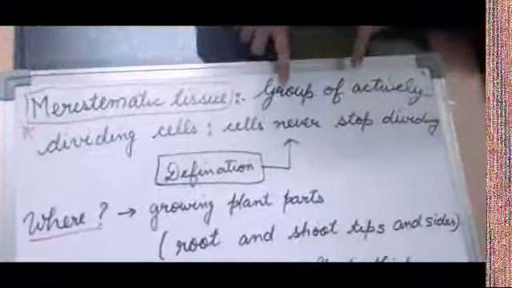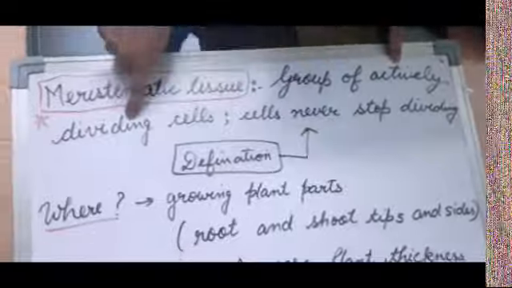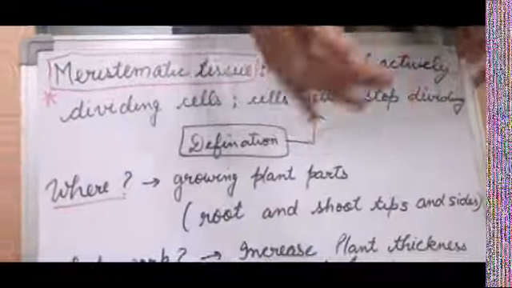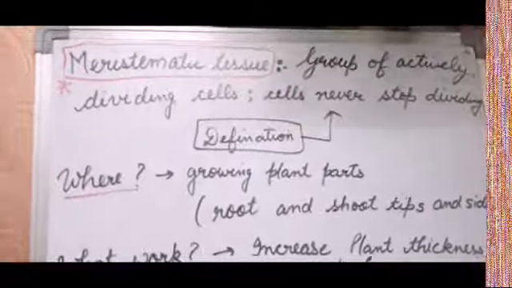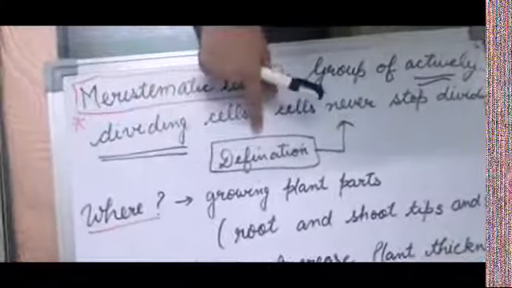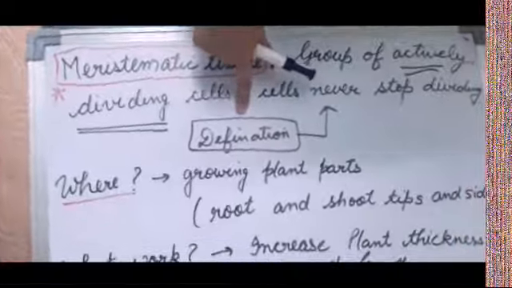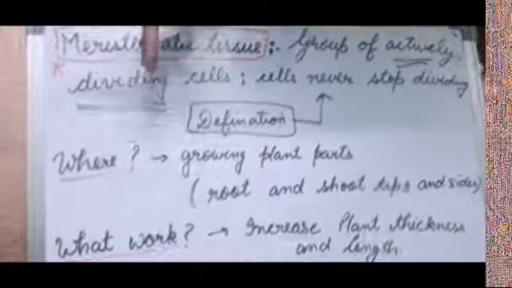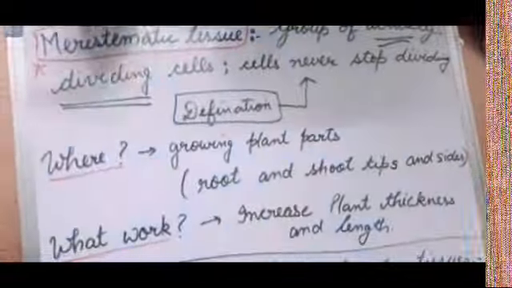One cell changes into 2, 2 further changes into 4, like this. So what is meristematic tissue? Tissue means a group of actively dividing cells, and these cells never stop dividing, they keep on dividing. Remember this word, actively dividing. Whenever the word meristematic comes, you have to write this word, actively dividing. So this is the definition of meristematic tissue, and it is there in your question answers also. What is meristematic tissue? Group of actively dividing cells which never stop dividing.